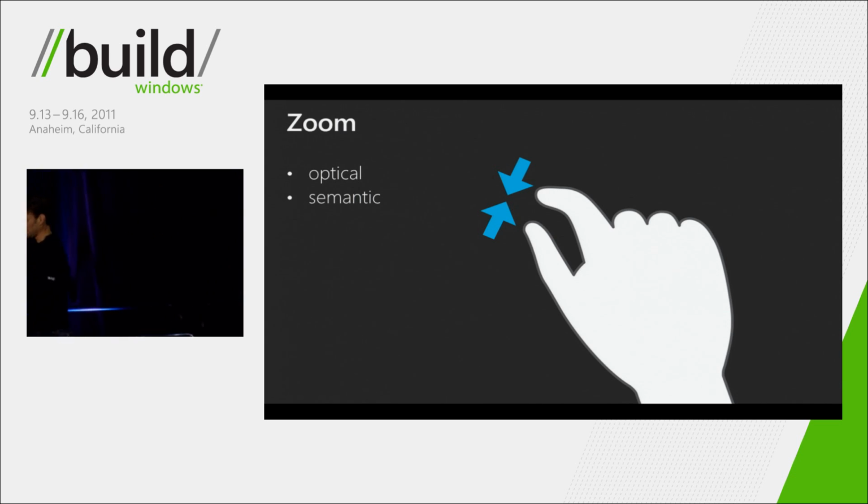So what we decided to do is to use the zoom gesture for that. Now, we all know that if you pinch and stretch, you can optically zoom the content. So it just becomes literally bigger or smaller. And what we did is we created semantic zoom. So again, I can still pinch or stretch the content, but now it will change to a different view.